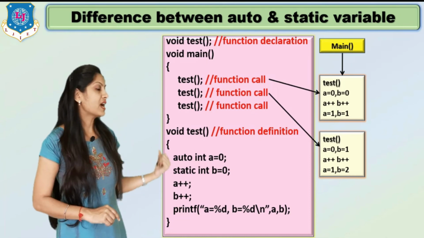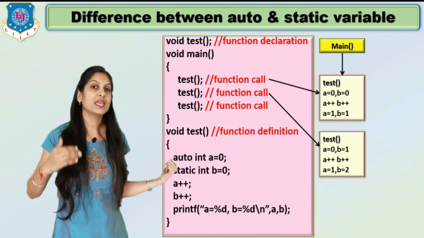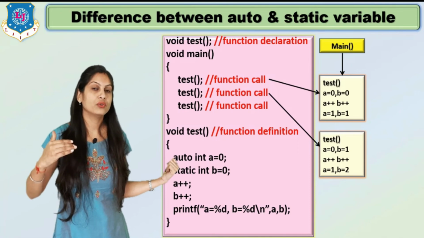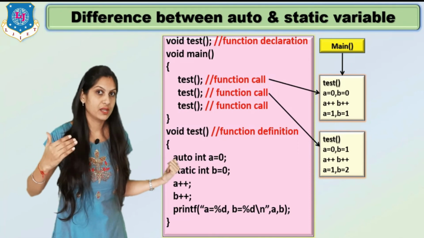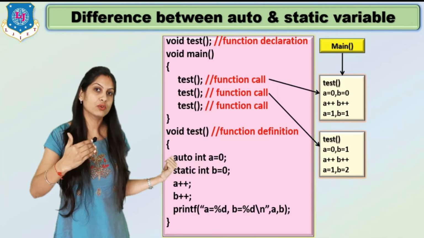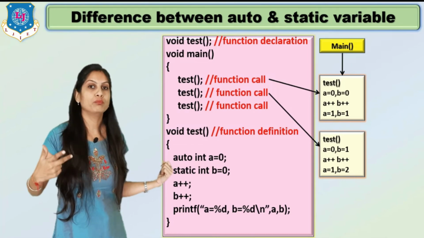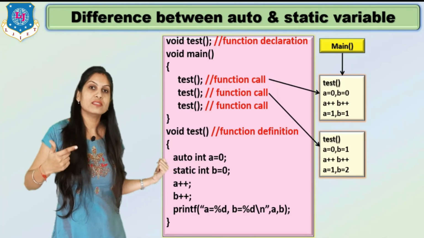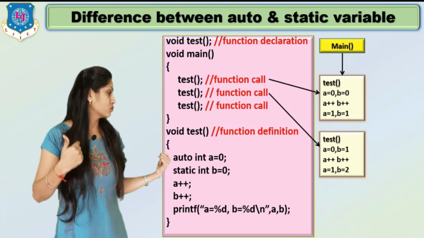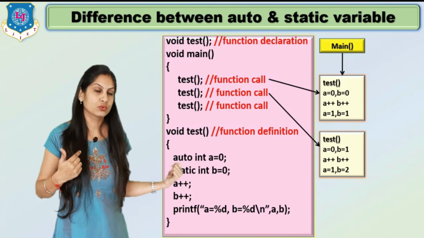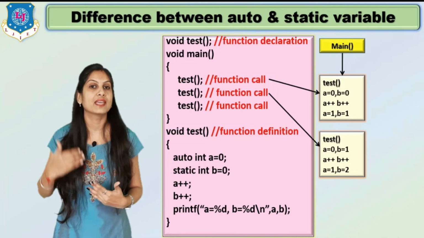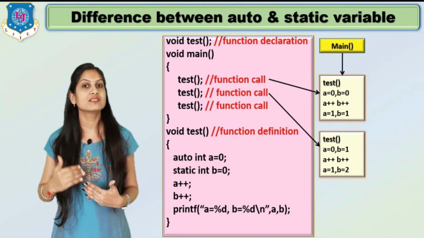Clear? So when we are executing a plus plus, does a become 0? No, a becomes 1 because the default value is 0. But b becomes 2 because it retains its value from the previous call. So 1 plus 1 becomes 2. So our final output is a equals 1, b equals 2.